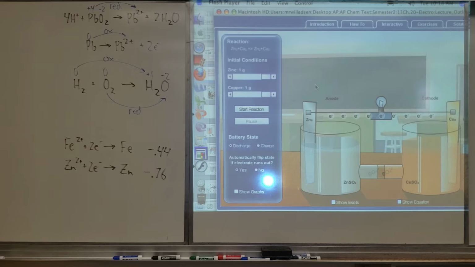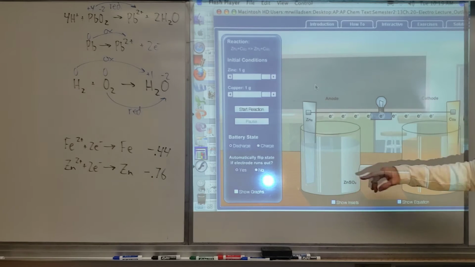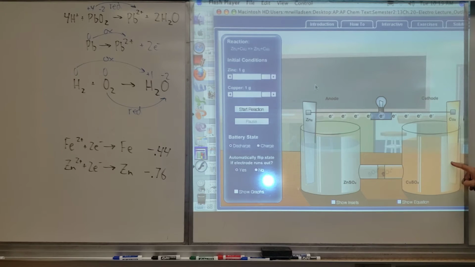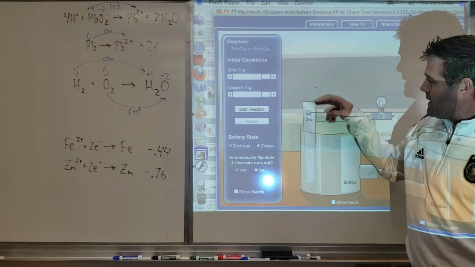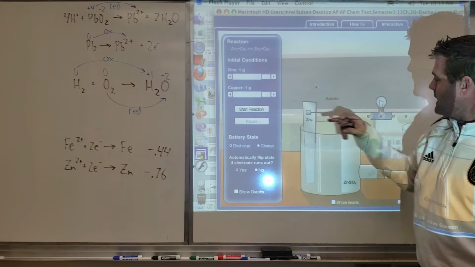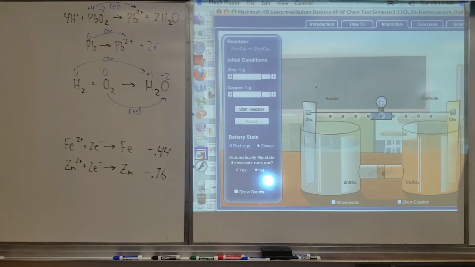Okay, so here basically we have our voltaic cell set up, right? You guys remember we've seen this before, zinc and copper. Zinc will be oxidized to zinc 2+, and then the copper 2+ ions will be reduced to copper, okay? And what we're showing is we have a 1 gram electrode of zinc and a 1 gram electrode of copper, so we'll just start the reaction.